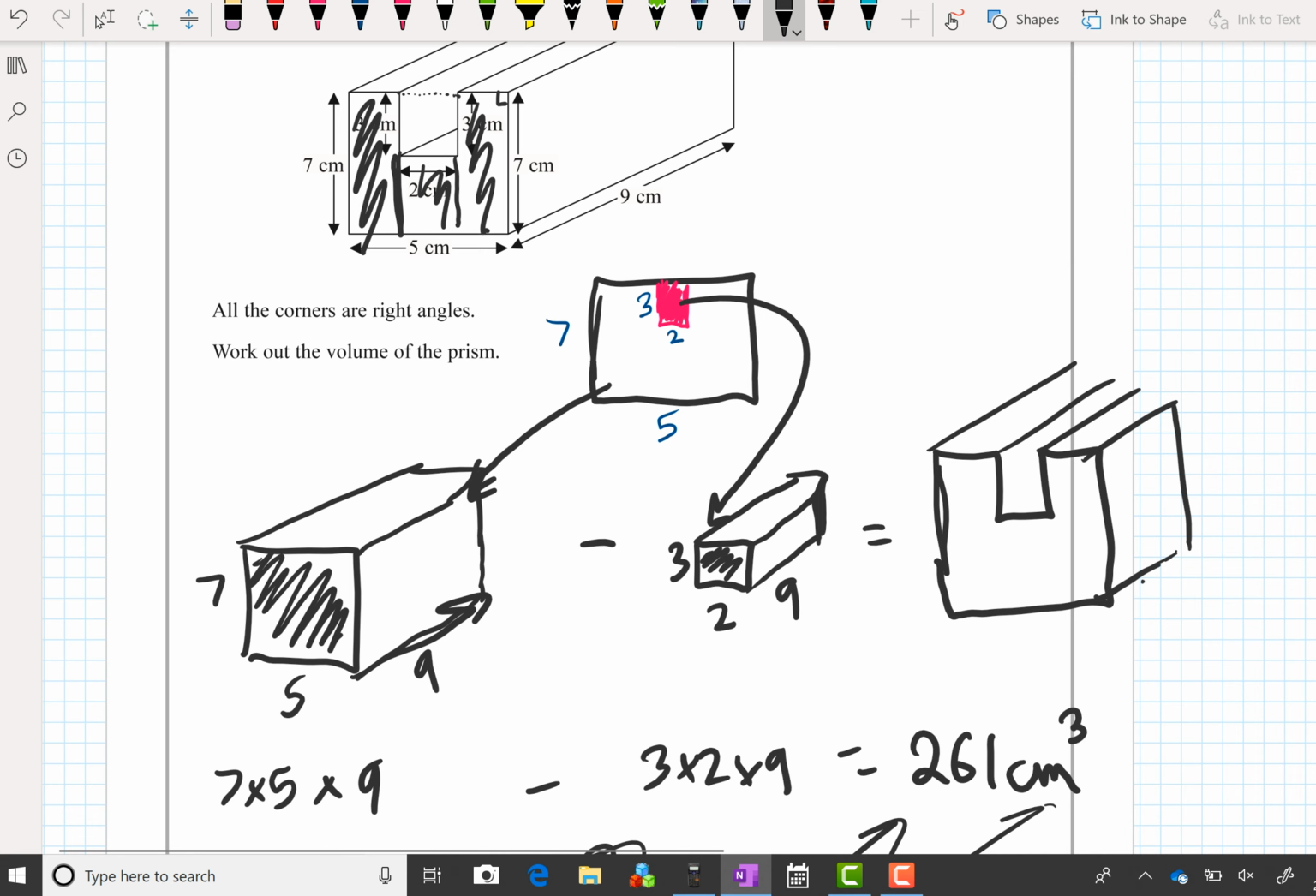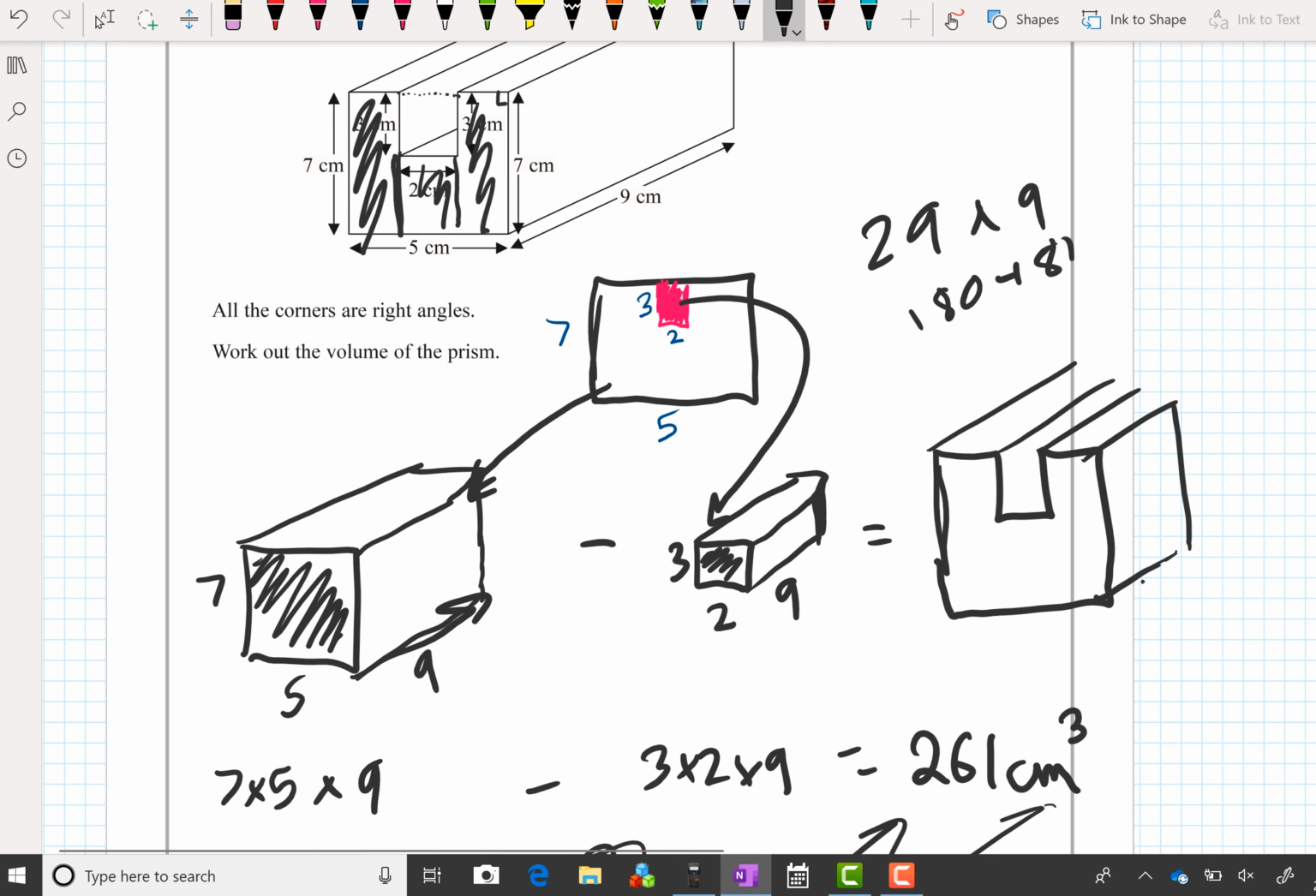You could have worked out the area of the first face, 7 times 5, and then subtracted 3 times 2 away from it. So 35, subtract 6, which is 29, and then done 29 times the depth, which is 9, which is 261. Alright, 29 times 9. Yeah, 7 times 5 is 35, subtract 6, which is 29. 29 times 9, 180 plus 81. Yeah, so you could have done that.